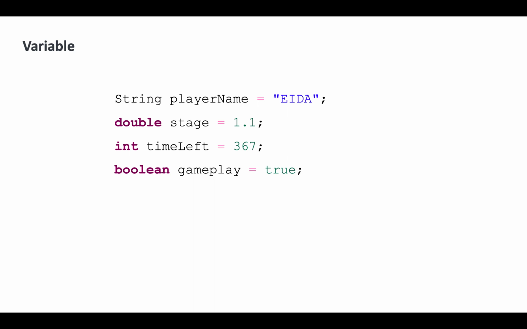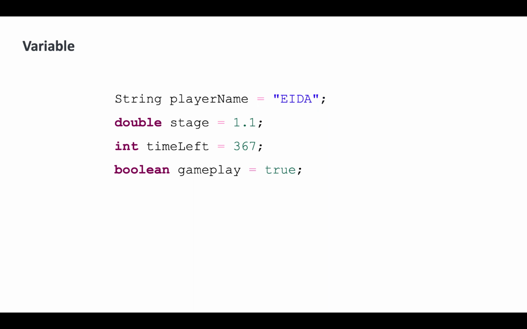Variables. In Java, variables store data. To declare or create a variable, put the variable type first, then the name of the variable, and an equal sign to assign the value, and finally, the value. One more thing, very important: a semicolon to finish it off.